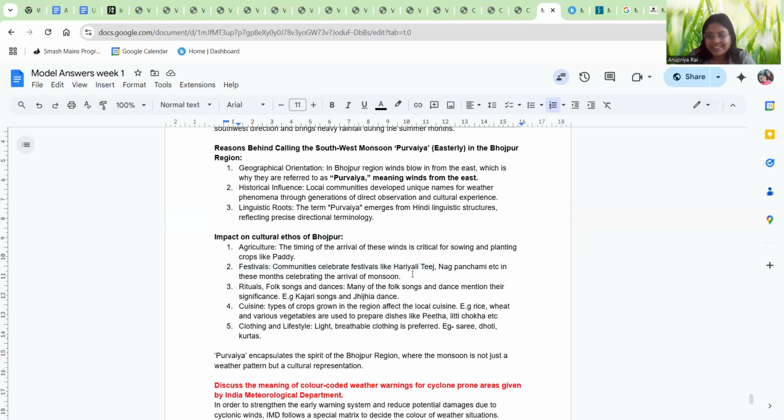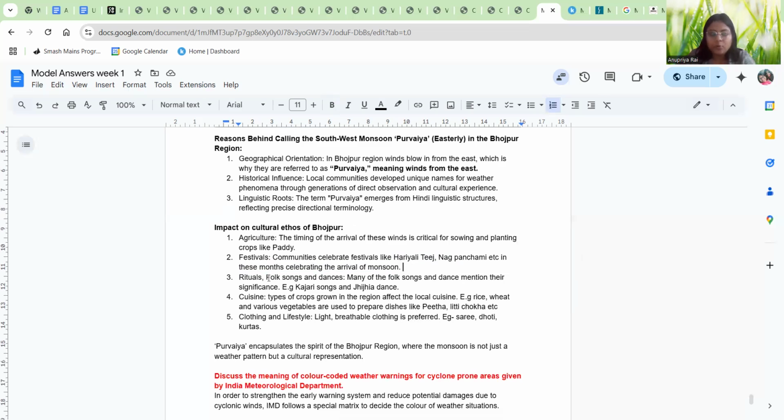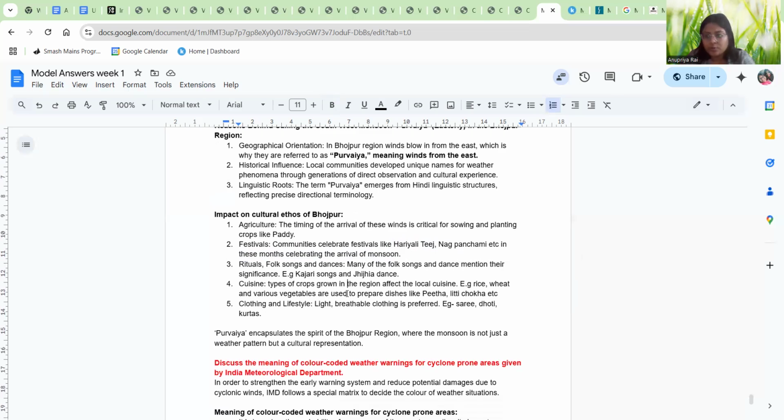Sorry, not Makar Sankranti. This Tej or Nag Panchami, etc., which are celebrated in the monsoon season. Okay, and that is influenced basically by the impact of monsoon winds. Okay, folk dances. You can talk about various songs about monsoon.